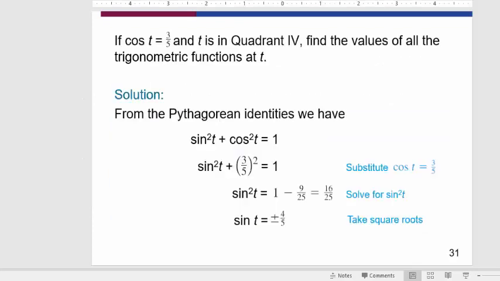So here's an example where we can use the Pythagorean identity. If we know the cosine of t is 3/5 and that t is in quadrant 4, find the values of all the trig functions of t. Well, we can just use our Pythagorean identity, right? So the cosine of t is 3/5, so we can plug in 3/5 for cosine and use sine squared t plus cosine squared t equals 1. And we can solve for the sine.